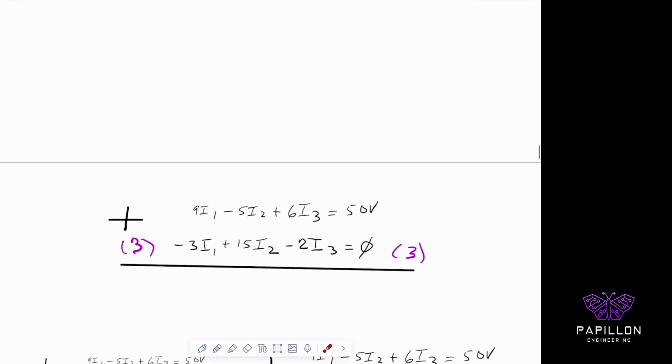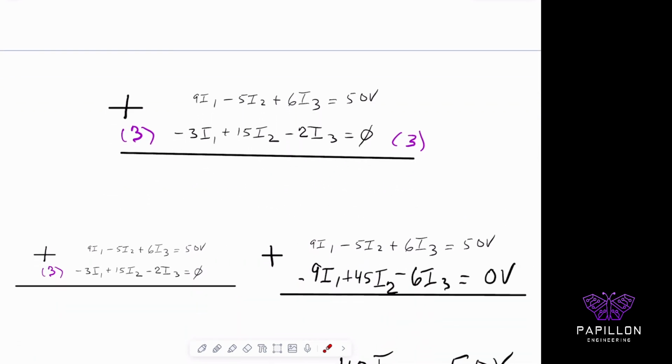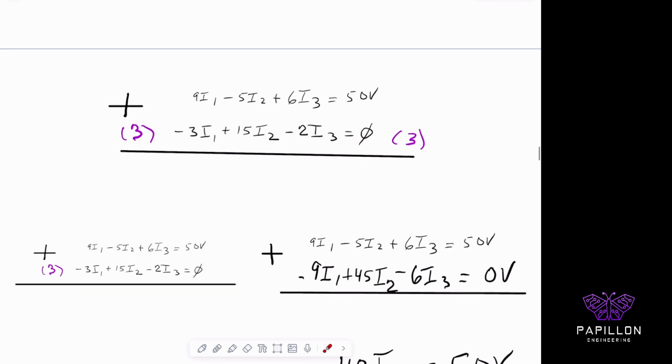Well, if I multiply the second loop equation by 3, both sides of the equation by 3, I distribute this out. I get back minus 9i1, positive 45i2, and I distribute it here, I get back minus 6i3. And of course, 3 times 0 is 0. So I get that back.